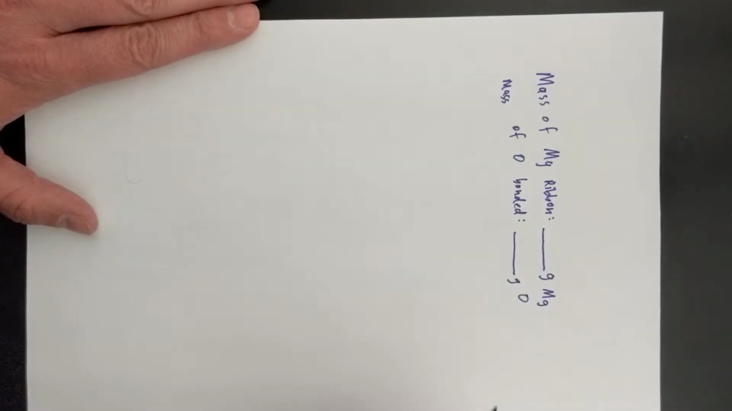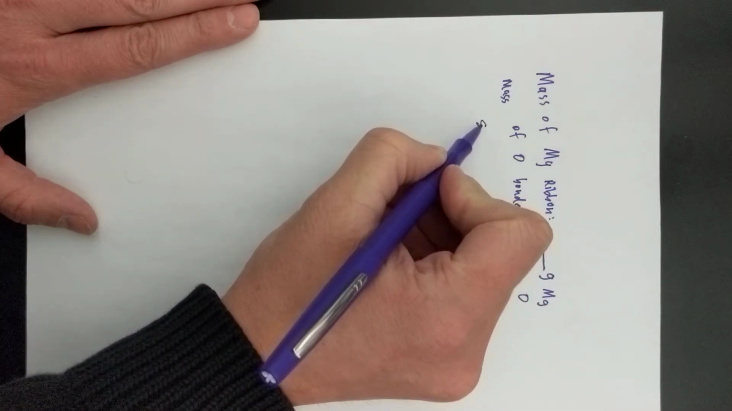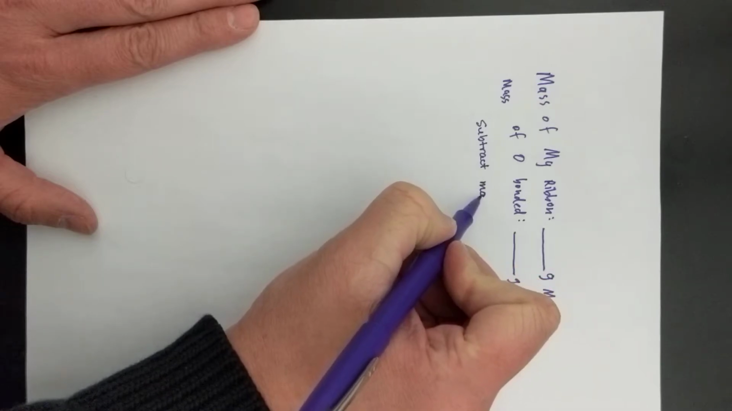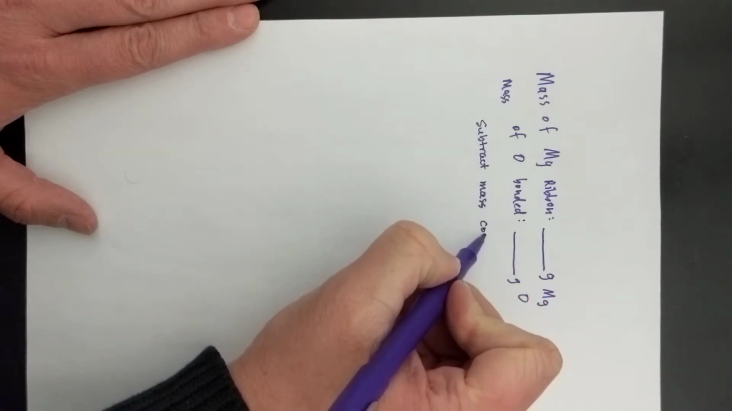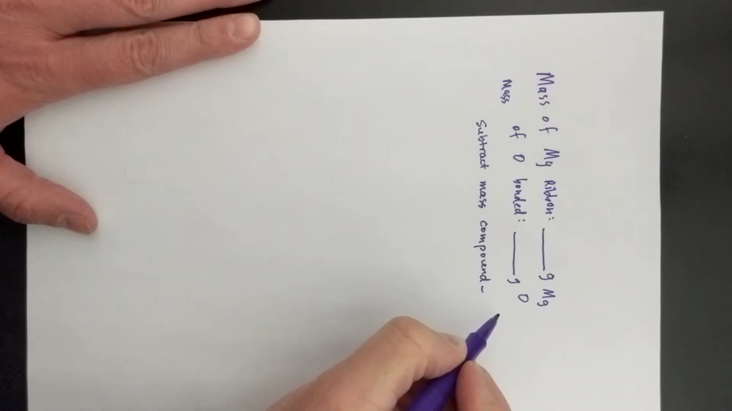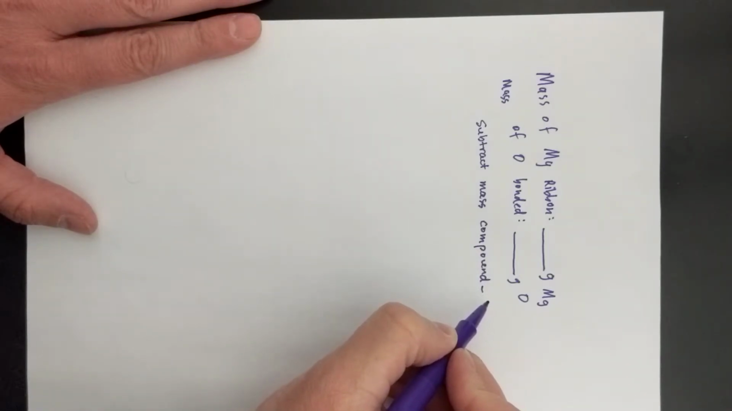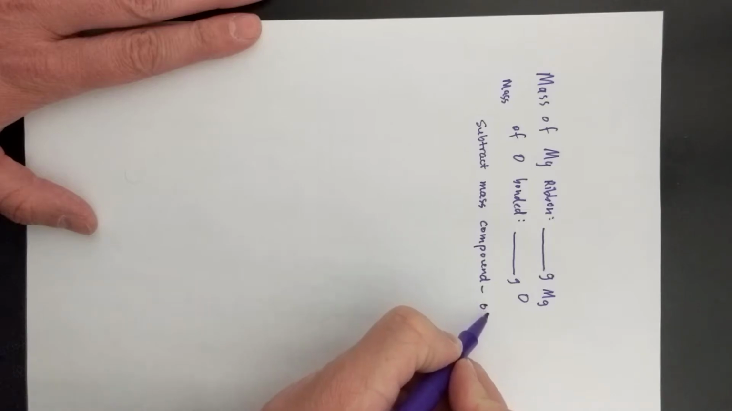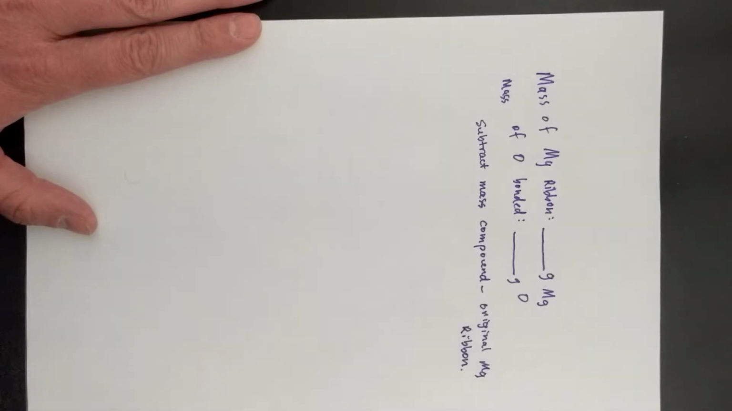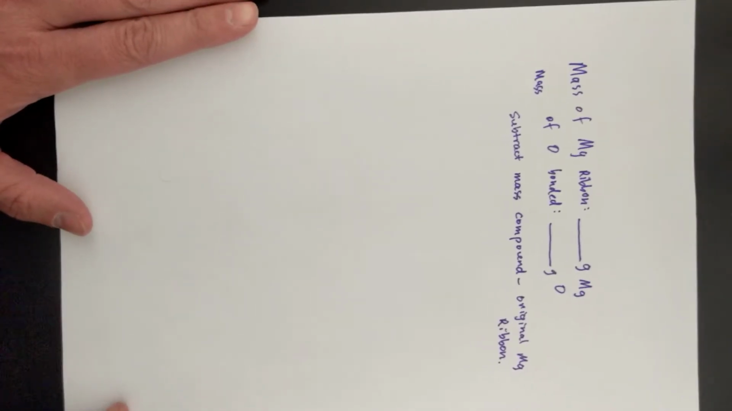To obtain this value, you will need to subtract the mass of the compound minus the original magnesium ribbon. Of course, we're going to want to remove the crucible mass as well.